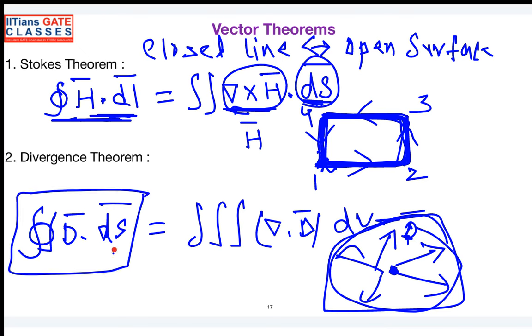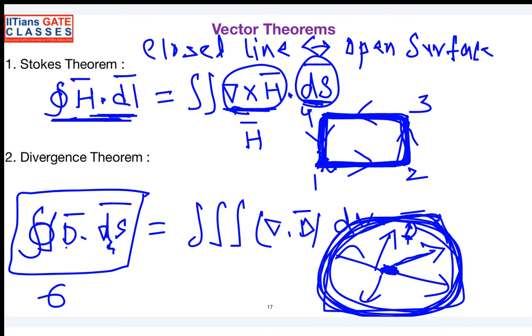So the surface integral of any particular vector over a closed surface is exactly the same as the divergence of this vector over a whole volume. So the divergence theorem is helpful in reducing the number of surface integrals into one volume integral. So the integral of the vector D over a closed surface is the same as the divergence of that vector in a volume. So double integral D dot dS is equal to triple integral del dot D dV.